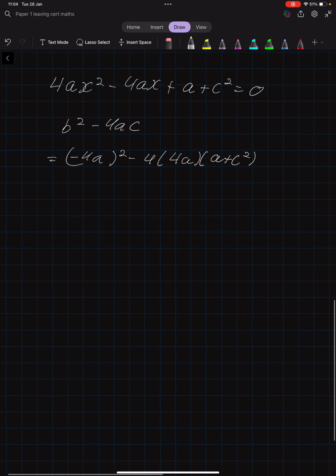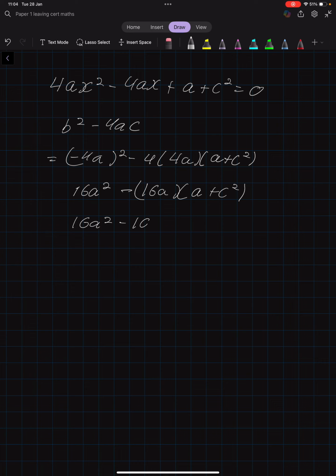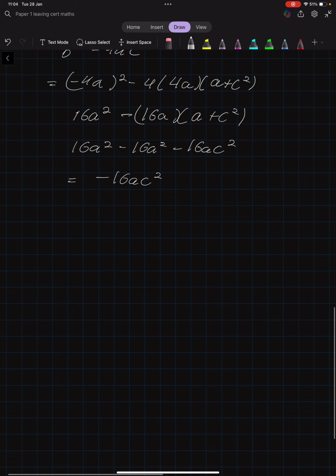Okay. So I'm just going to multiply this out and see what I get. So this gives me 16a squared minus 16a multiplied by a plus c squared. So I get 16a squared minus 16a squared minus 16ac squared. And so now this is equal to minus 16ac squared. Okay. So I know the question said to show there's no real roots, and that's because a is positive.